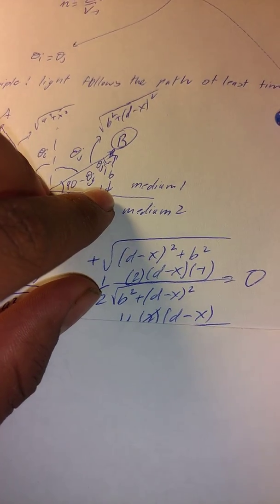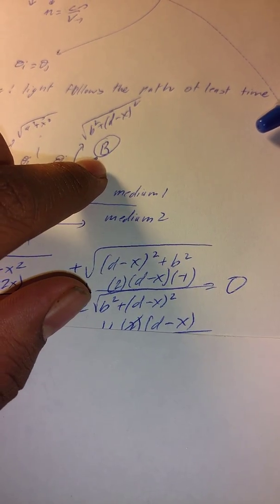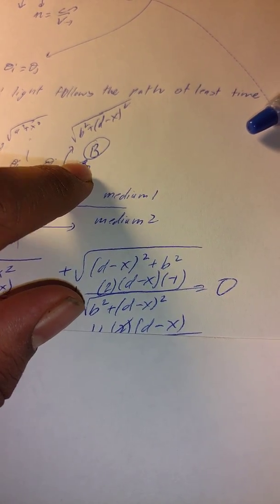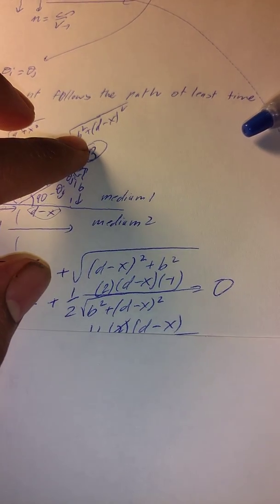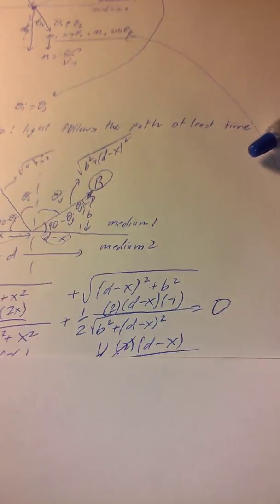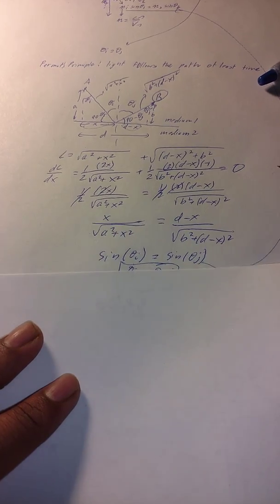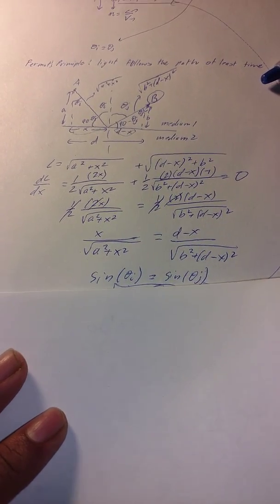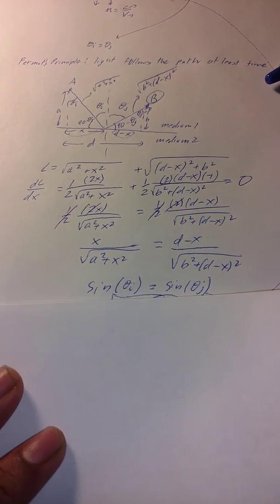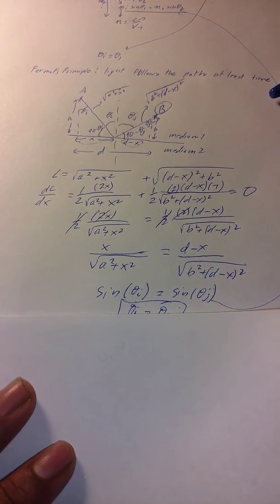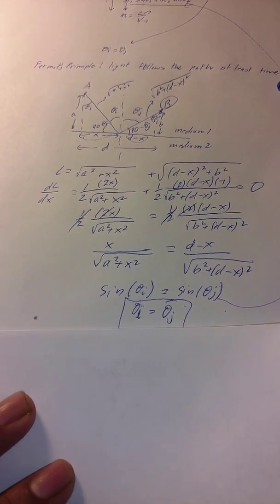This component is d minus x, and this is b, so this has to be the square root of b squared plus (d minus x) squared. Since this is theta J, this is opposite of this one, so this has to be sine of theta J. So sine of theta I is equal to sine of theta J, and the sine gets cancelled, because if you take the inverse sine of both sides, they cancel algebraically to get that theta I is equal to theta J.